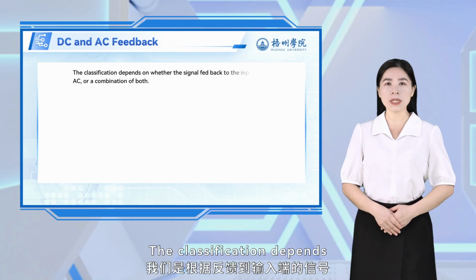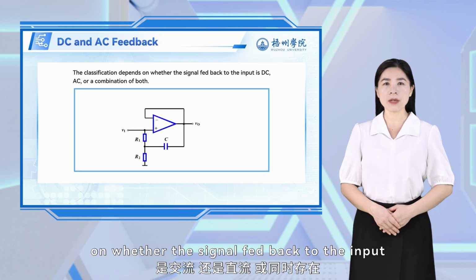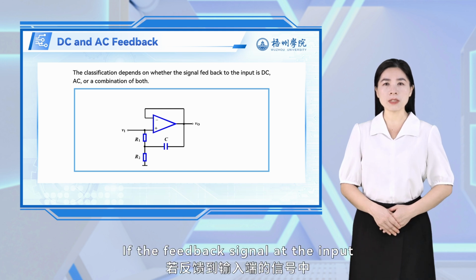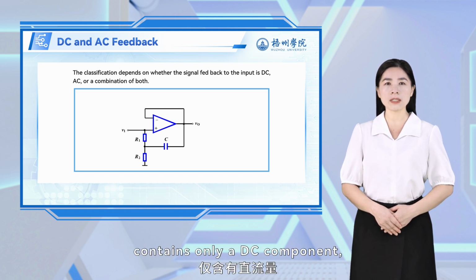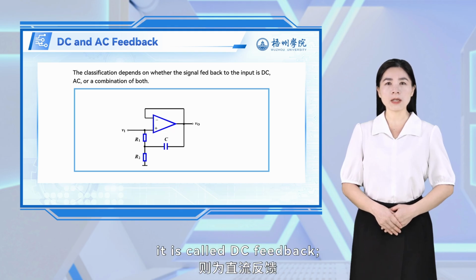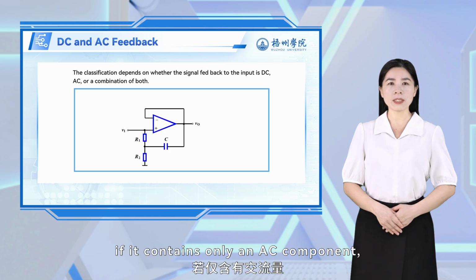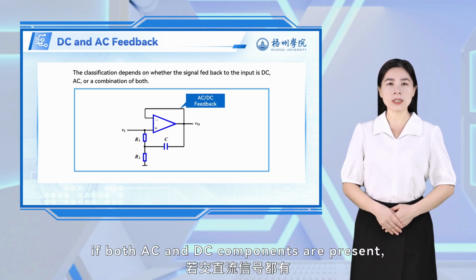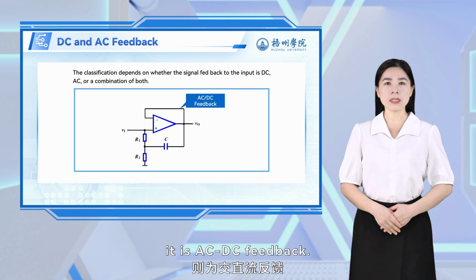The classification depends on whether the signal fed back to the input is DC, AC, or a combination of both. If the feedback signal at the input contains only a DC component, it is called DC feedback. If it contains only an AC component, it is AC feedback. If both AC and DC components are present, it is AC-DC feedback.